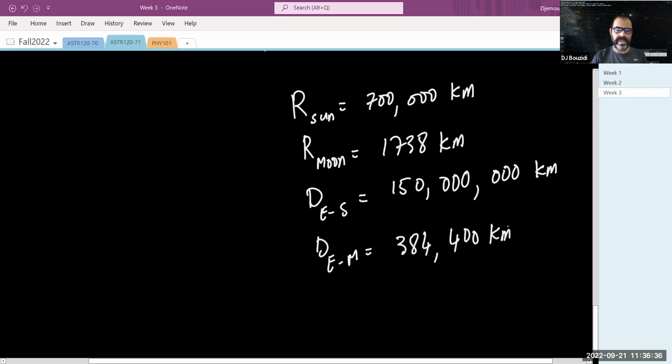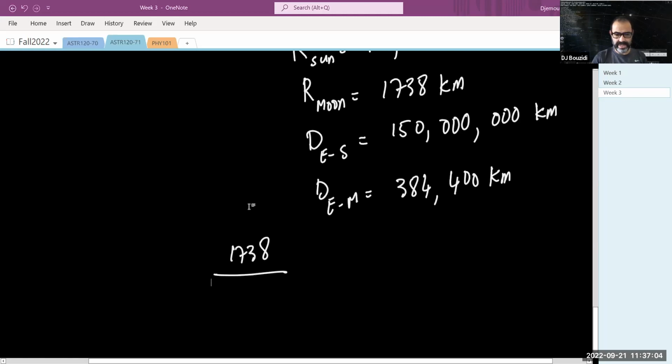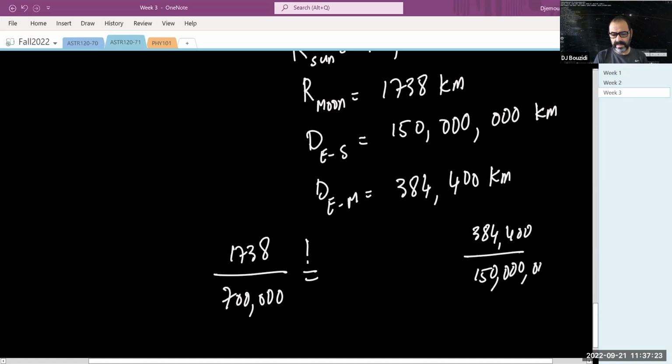384,400 kilometers. Again, if I read the question carefully, it says, show that the ratio of the moon's diameter to the sun's diameter is very similar to the ratio of the moon's distance to the Earth's distance from the sun. So the radius of the moon, which is 1,738, divided by the sun's radius, which is 700,000. You're supposed to check this ratio and also check the ratio of the distance to the moon, 384,400 kilometers, divided by 150 million kilometers. You're supposed to see that the two are very close to each other. That's basically what this question is. Okay. Next question.